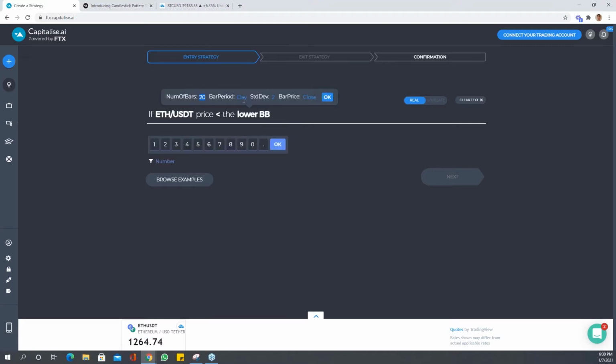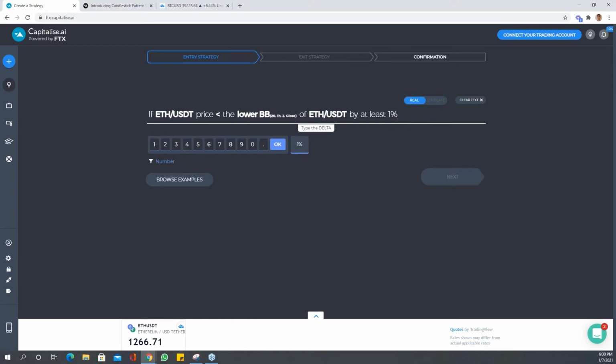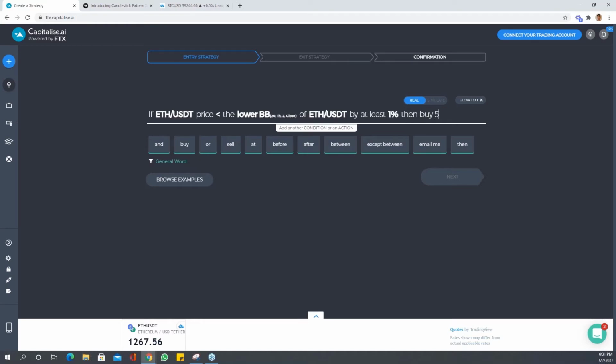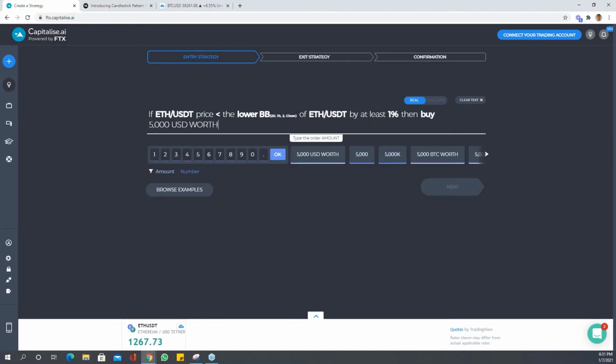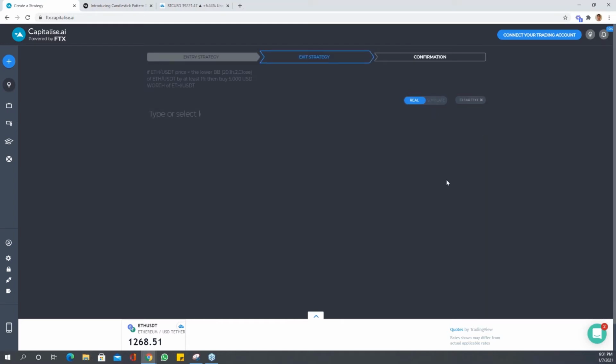And let's use a 1 hour so we can try to get quite a few hits in, of the ETH USDT pair. Actually, I don't like to write it like that. I like to keep all my strategies in sync, so I'd rather put it like that. Let's say buy at least 1%. So as long as the price drops below the lower Bollinger Band by at least 1%, then buy 5,000 USD worth of ETH USDT. Okay, so we can go ahead with this and we'll click next.